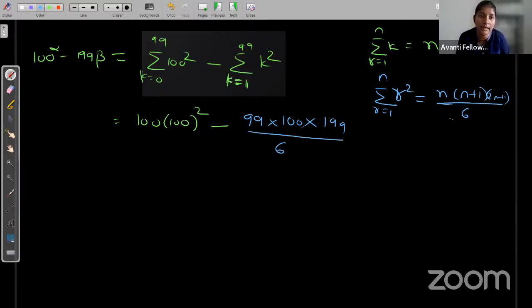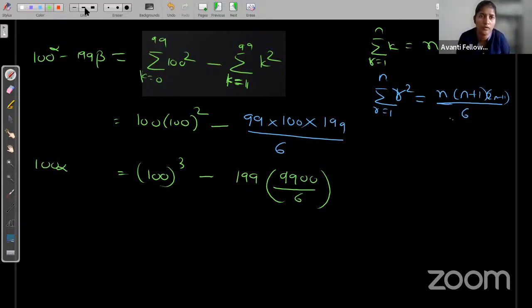So this can be written as 100 cube, whole cube, minus 199. Remaining term, I keep as it is. That is 99 into 900 divided by 6. Now just observe both the LHS and RHS of the equation. You can find something, right? 100 to alpha minus 199 beta. Just observe both LHS and RHS and compare each of the terms. You will find the value of alpha and beta.